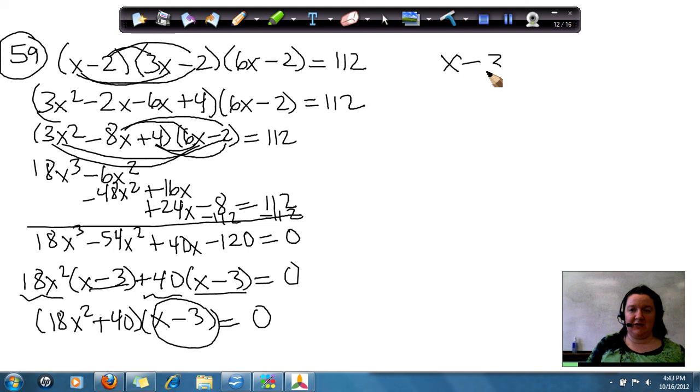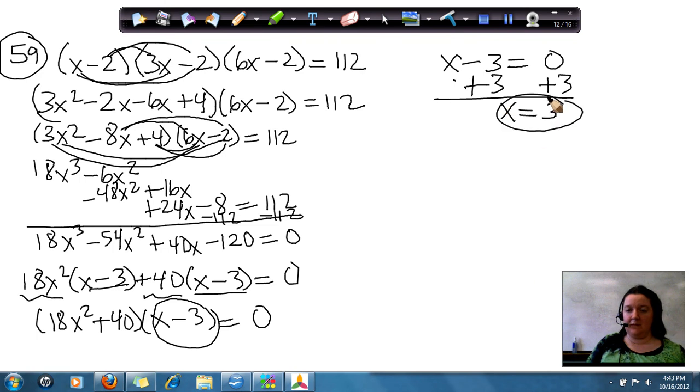X minus 3 equals 0. So I'm going to add 3 to both sides. So now we have x equals 3. So that was the dimension of the first one. Well, my first dimension was 3, so I'm going to have a 3 by 9 by 18 shaped mold to make my candy in.